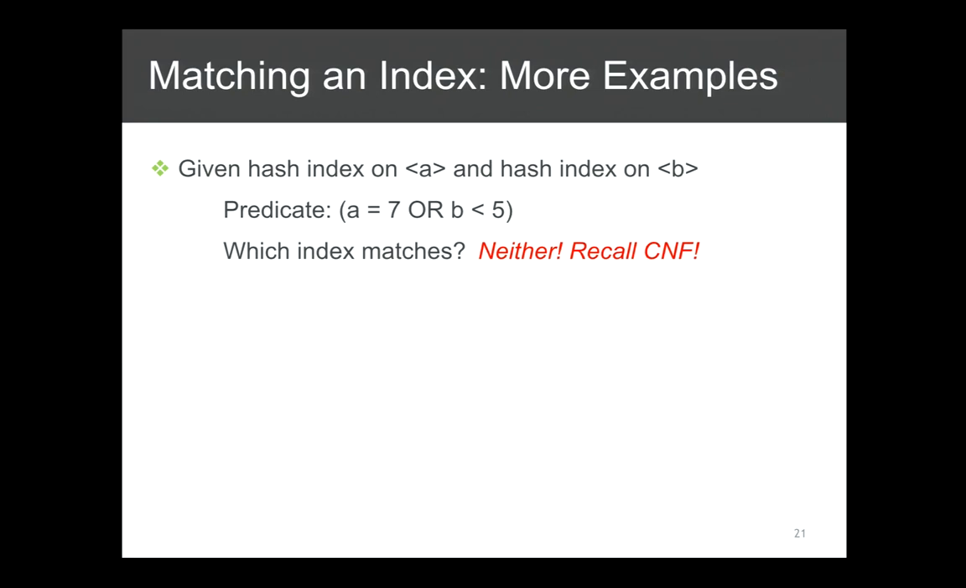So here is an example of a predicate, and an index is not matching this predicate. This predicate has a disjunction inside.